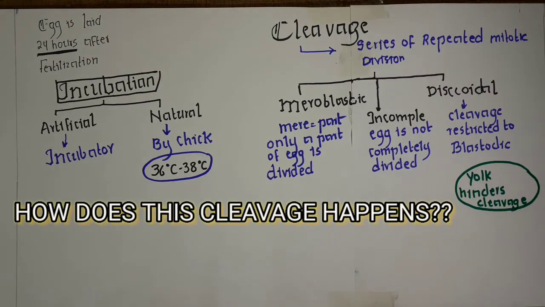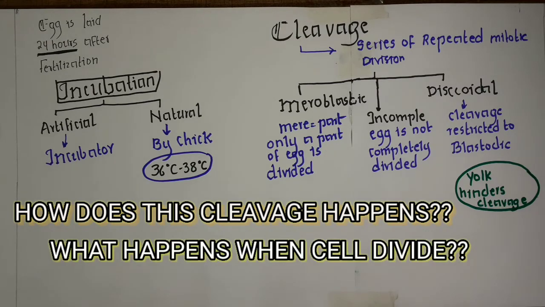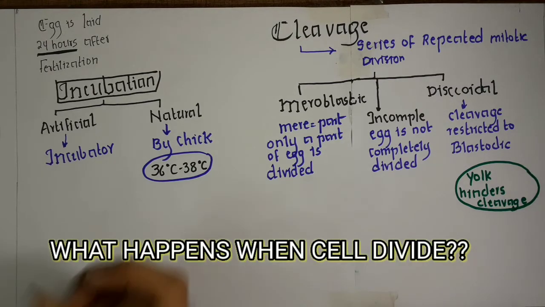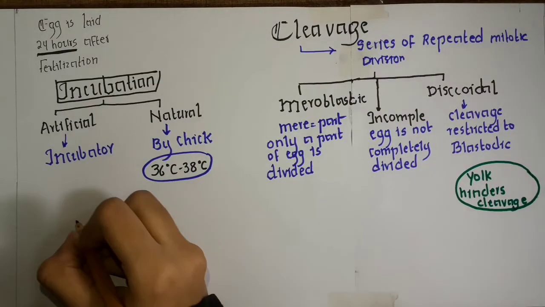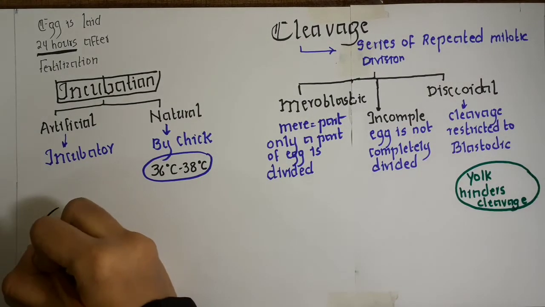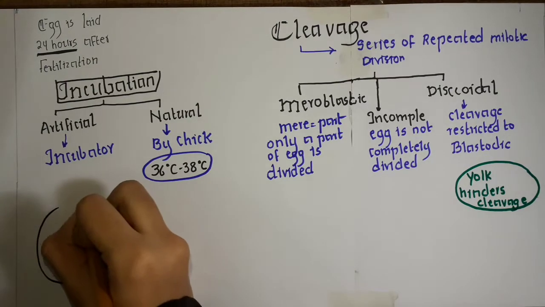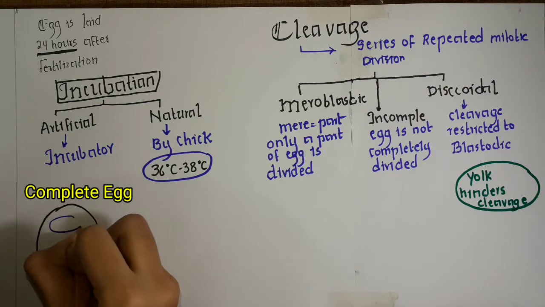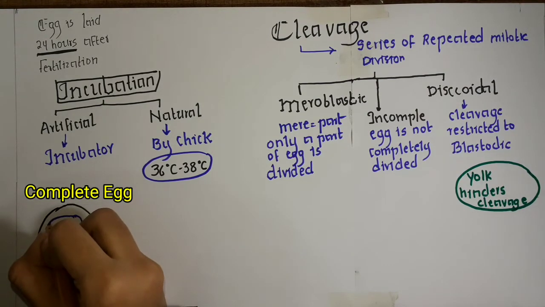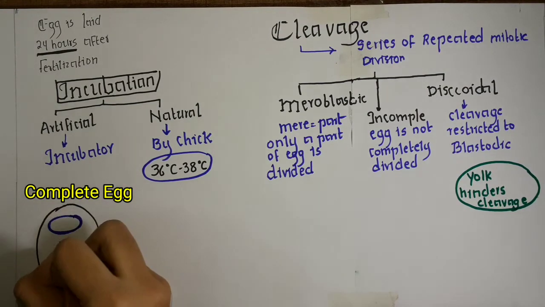How does this cleavage happen? What happens is that the cell divides. First, the cell appears in the two-cell stage. And how does it appear in the two-cell stage? It appears in the two-cell stage when the egg divides vertically. So the first cleavage is the vertical cleavage.